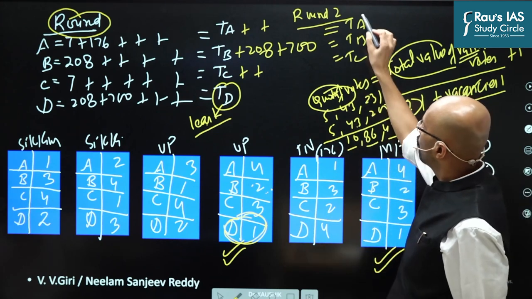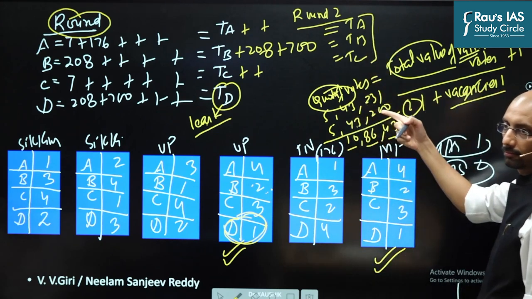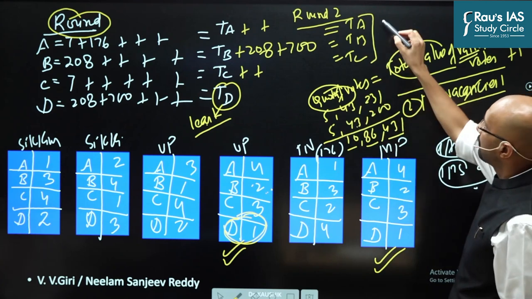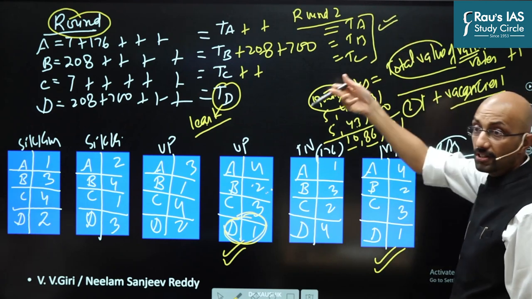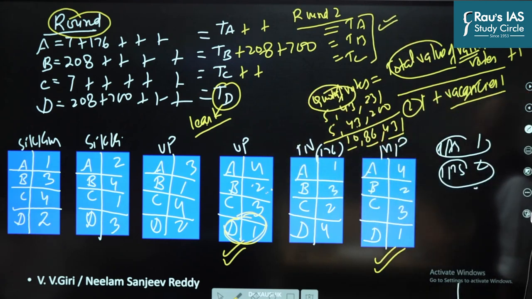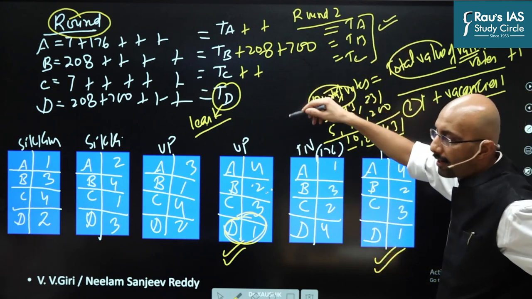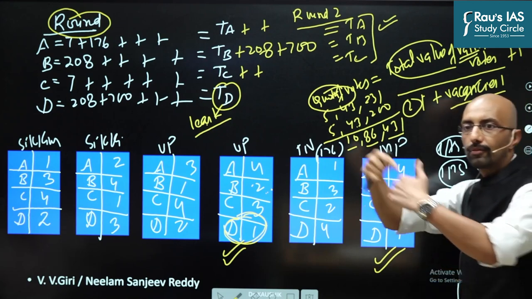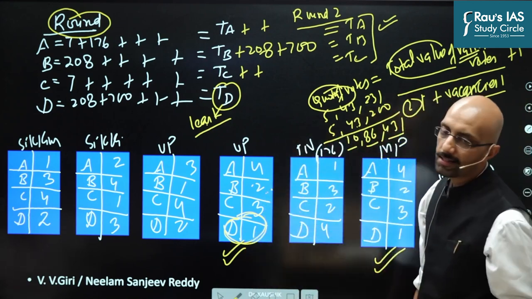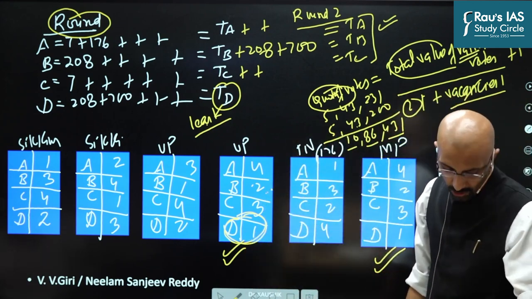And if any of these totals is more than this quota, that means more than half, we will declare him as elected. What if still nobody has got 50% of the votes? Then now we will see out of A, B, and C, who has got the least choice. Now we will repeat the same exercise, transfer of the votes. This is called as single transferable vote system.